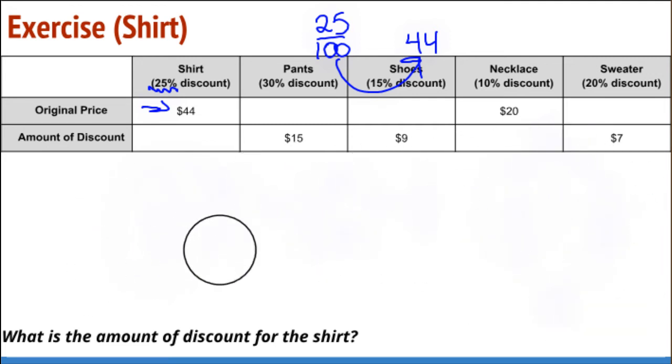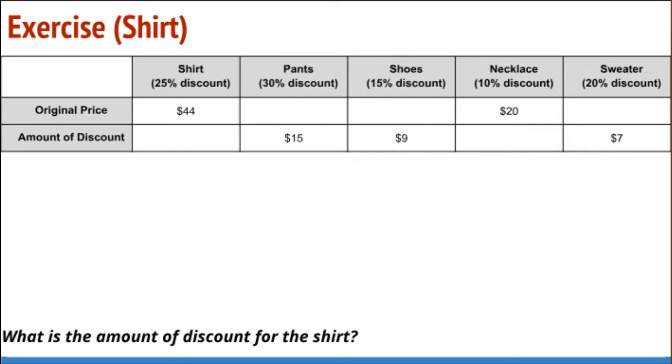So that's an example of a time when it's very useful, very powerful, to be able to scale down to the largest possible units. So I can take 25% of the shirt, which is $44, and the 25% is $11, and I've got the amount of discount.